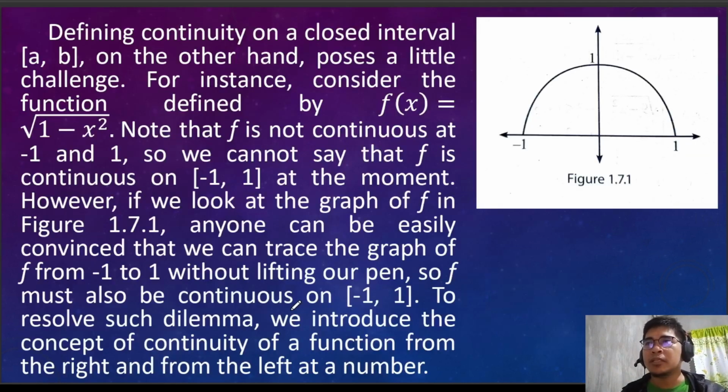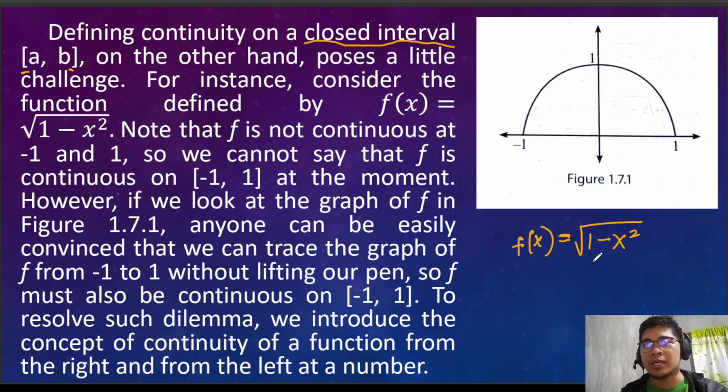Defining continuity on a closed interval. So human nata sa open interval. Karon we have the closed interval. Ang symbol niya is kari. It represents closed, kay ang katong parenthesis, it represents open interval. On the other hand, closed interval poses a little challenge. For example, consider the function defined by f of x equals square root of 1 minus x squared.